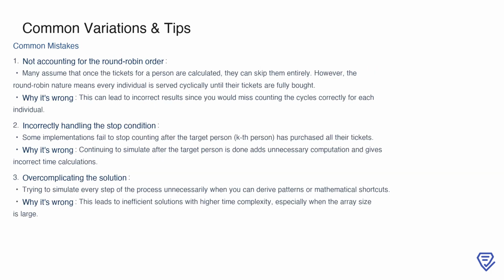When solving this problem, there are some common mistakes to watch out for. First, not accounting for the round-robin order is a frequent issue. It's tempting to think that once you've calculated the tickets for a person, you can completely skip over them. However, the round-robin process means each person is served in cycles until their tickets are fully bought. Skipping someone prematurely would result in missing cycles and incorrect results.